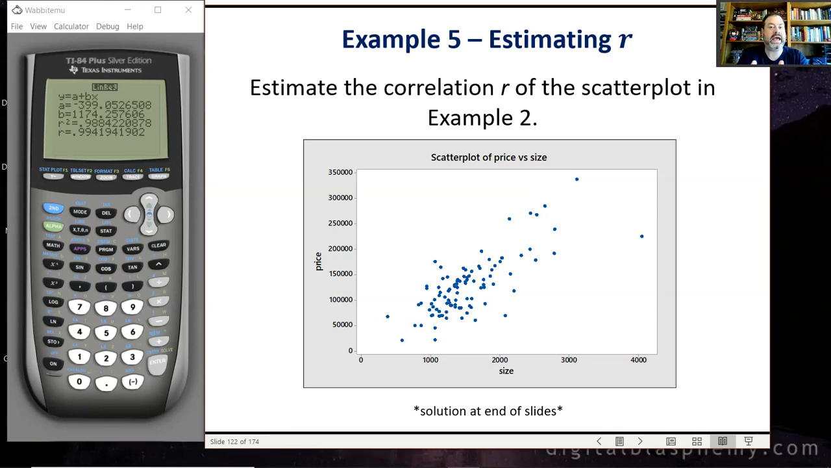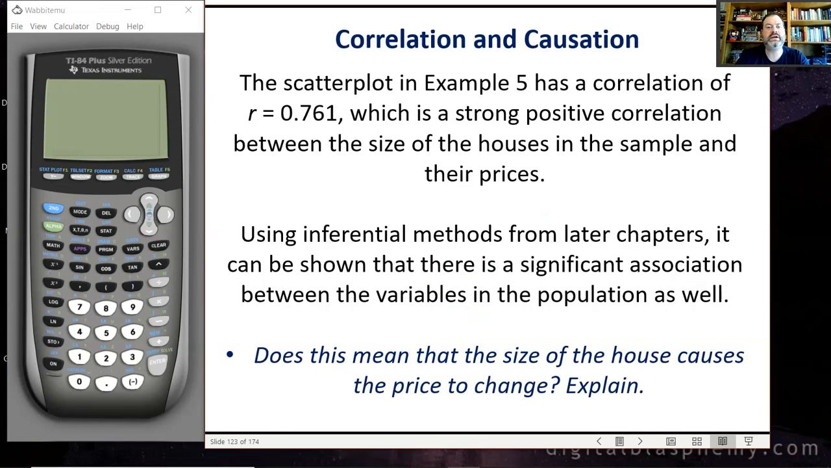A correlation of about 1/2 is pretty fuzzy. This one looks like a pretty strong trend though. Okay, so it turns out this correlation is 0.761. Again, if this is a test question, you just have to be close, or it'll be multiple choice. So here we have a correlation of 0.761, which is a strong positive correlation, right?